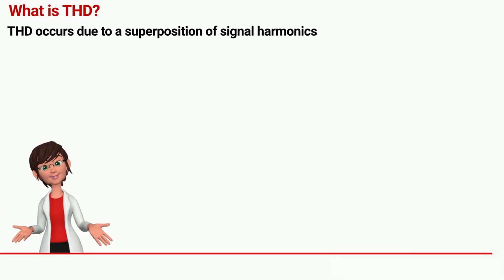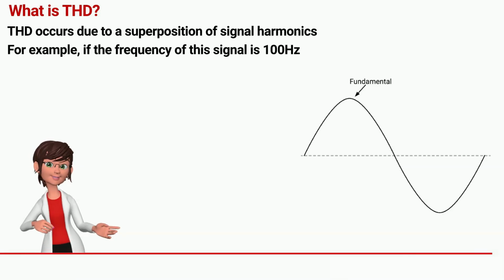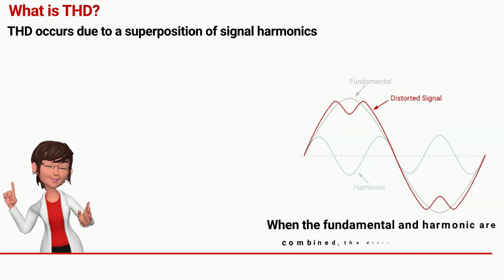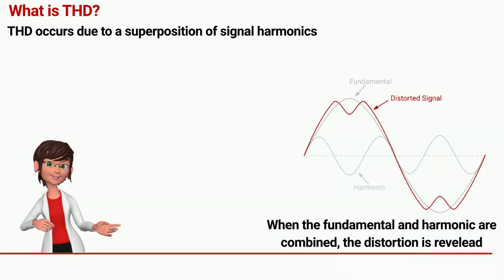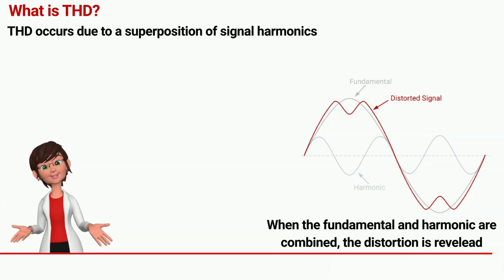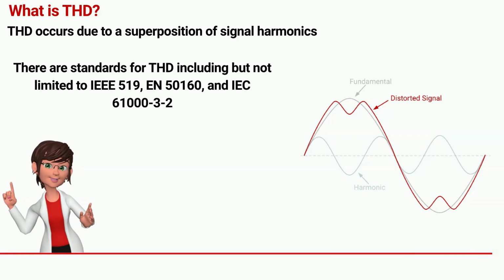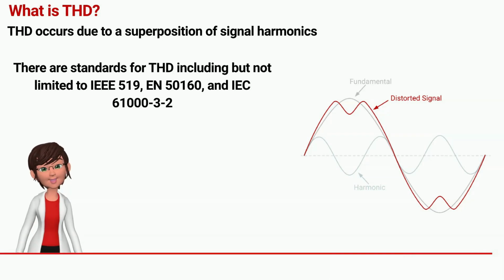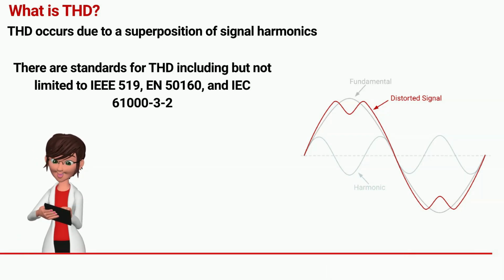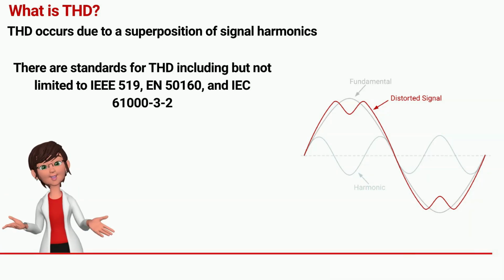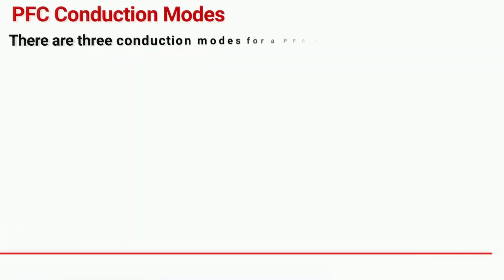THD occurs due to a superposition of signal harmonics. For example, if the frequency of this signal is 100 Hz, the first harmonic would be at 200 Hz. The harmonics ride on the fundamental causing the distortion. Note there are many higher-order harmonics which cause further distortion. There are several standards, each tuned to specific applications or regions as to what THD requirements need to be met, some examples of which are IEEE 519, EN 50160, and IEC 61000-3-2.